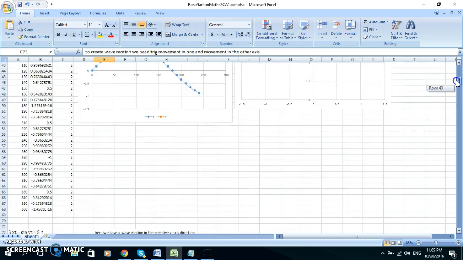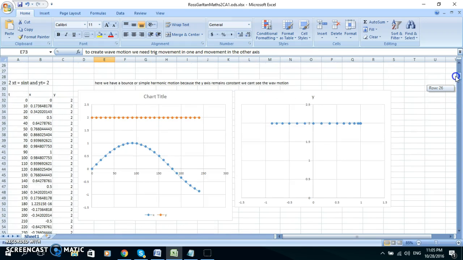For example, if we don't have movement in one of the axes and we have trigonometric movement in the other, we get a bounce, whereby we have a wave motion, but it just bounces from side to side, and we don't really see the movement at all. It's just moving over and back here. So we have a constant value in y, and if we really wanted to see that wave, we need to be increasing that y as we go down.